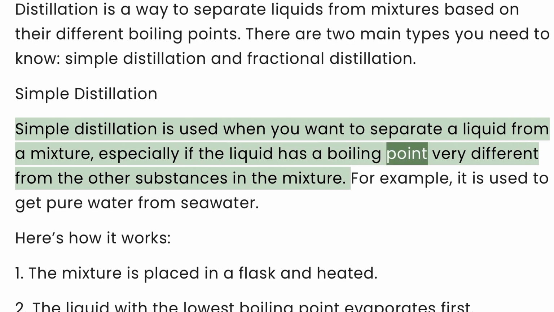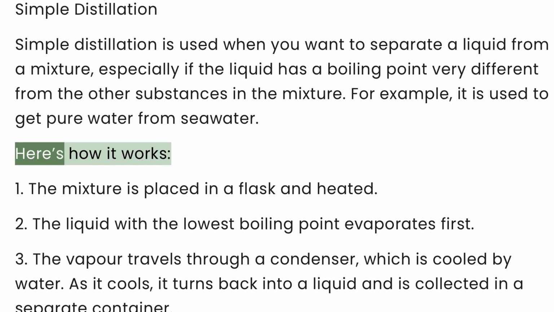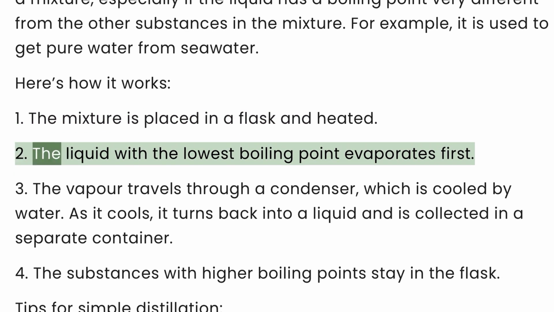has a boiling point very different from the other substances in the mixture. For example, it is used to get pure water from seawater. Here's how it works. 1. The mixture is placed in a flask and heated. 2. The liquid with the lowest boiling point evaporates first.